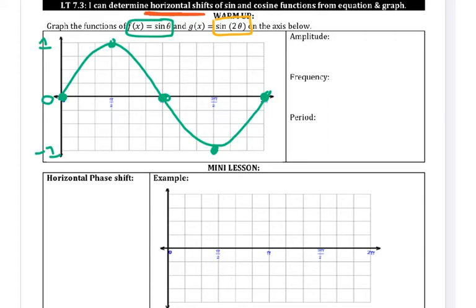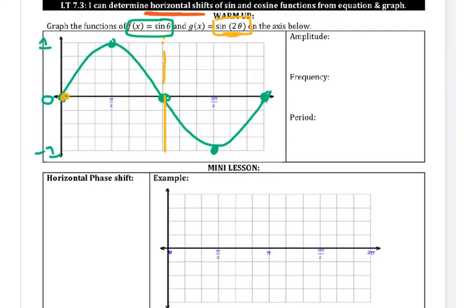So last lesson we talked about frequency. So this graph actually has a different frequency, and the frequency is 2 in this case. So that means what we're going to do is have two of these cycles within 2 pi. So I'm actually going to split this in half. All right. And then I'm going to do one cycle in the first half and another in the second half.